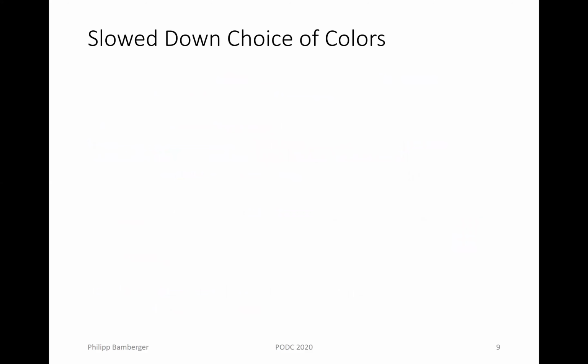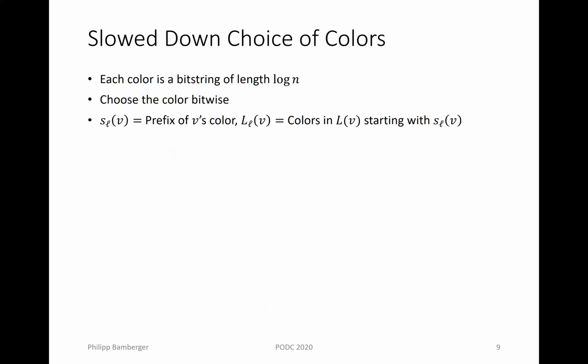The idea to circumvent this obstacle is to slow down the color choice. Each color consists of a bit string of length log n. We run log n phases where in each phase we fix one further bit of each node's color. We write S_L(v) for the prefix of v's color, that is, the sequence of bits of v's color we have fixed so far after phase L.